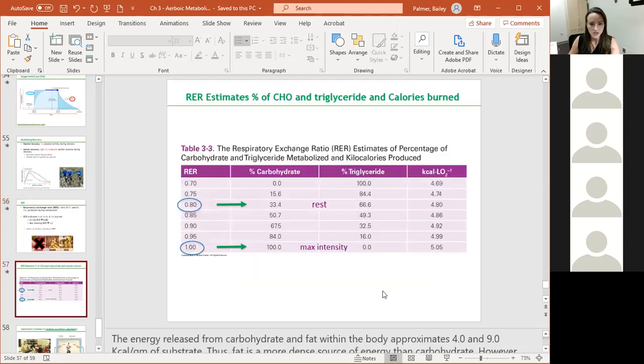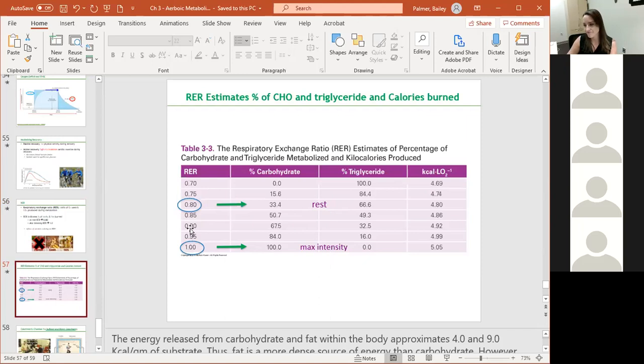So this chart here puts the RER into perspective because you already know these percentages here. We know that at rest, only about 33% of our energy comes from carbs and 66% of our energy comes from fats. So that ratio is 0.8. So you do have to know that. Next, maximal intensity. You already know that if you're exercising as hard as you can, maximal intensity, you're using about 100% carbohydrates for fuel. That is 1. The ratio is 1 here. But yeah, that's all you have to know for the ratios, just knowing what they equal at rest versus max intensity and those percentages.